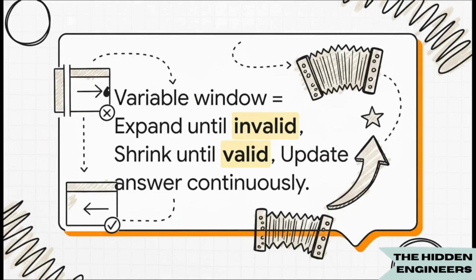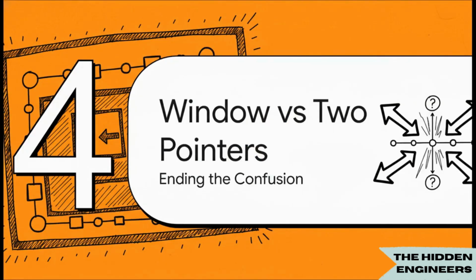And that is the core idea right there. You expand, expand, expand until you break the rule. Then you shrink, shrink, shrink until the rule is fixed. And the whole time you're doing this, you're just keeping an eye on the biggest valid window you've seen so far. That's your answer.